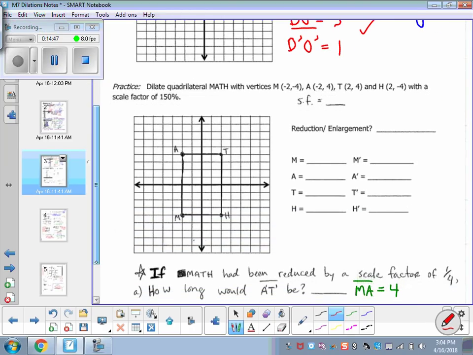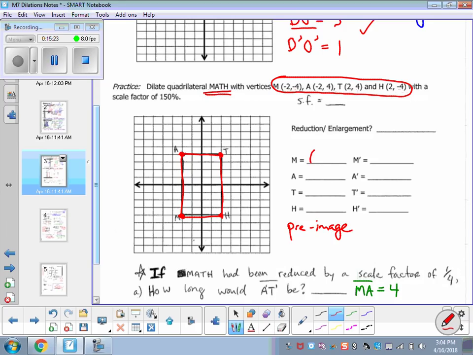Now for our last question here, we have a quadrilateral. In the quadrilateral MATH, the vertices were given right here. So if we move back to down 4, that's M. Back to up 4 is A. Back over to up 4, positive, positive is T. And then over to down 4 for the last point would be H. And that is our pre-image. Okay, that's the pre-image.